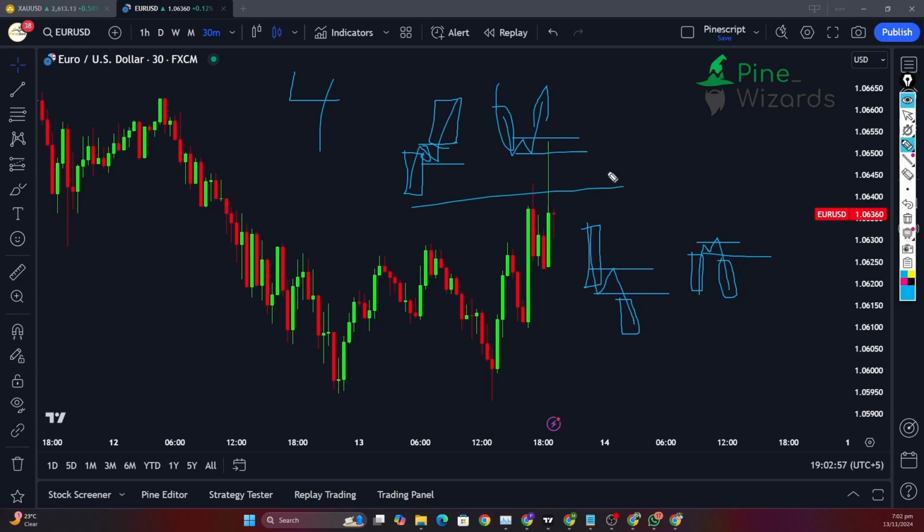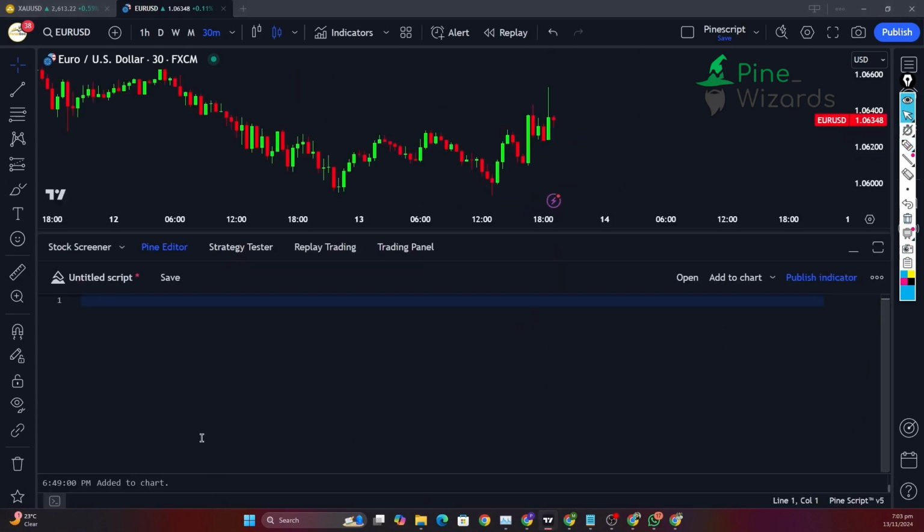So these are the four types of supply and demand zones, and there are certain conditions that you need to follow while programming this indicator, as we'll see in the video. So now let's get started. Let's go to the Pine Editor, and here I'm going to paste the code line by line and explain what's important, so that my time is not consumed writing the code.